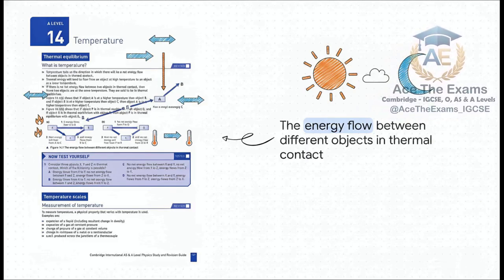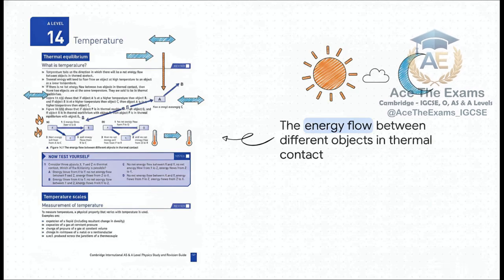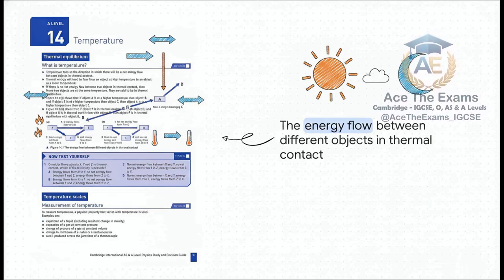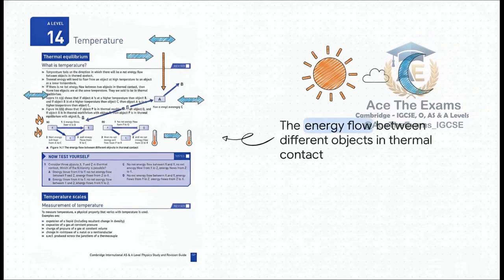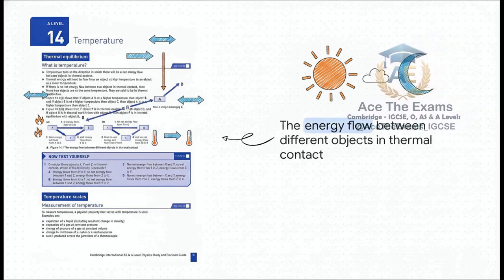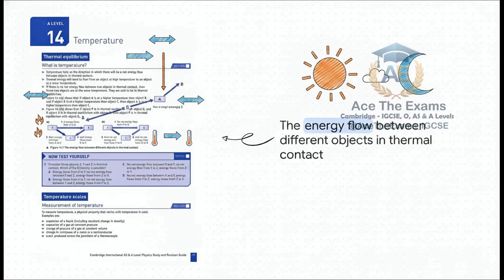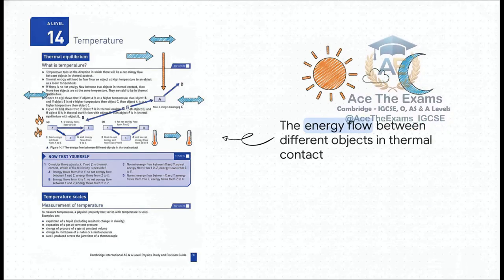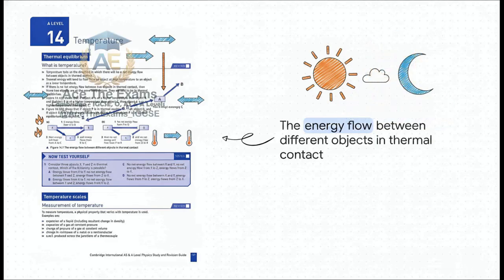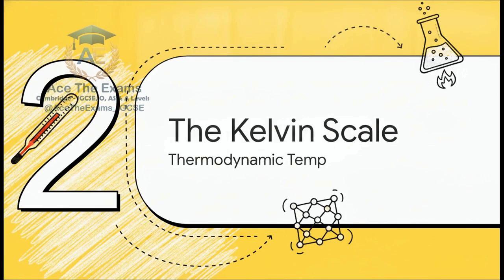The perfect, concise answer: if there is no net energy flow from P to Q, they are in thermal equilibrium. Furthermore, if there is no net energy flow from Q to R, they are also in thermal equilibrium. Consequently, there will be no net energy flow from P to R. The ultimate takeaway here is that when there is 0 net energy transfer between objects in thermal contact, they share the exact same temperature. Moving right along to Section 2, the Kelvin scale.